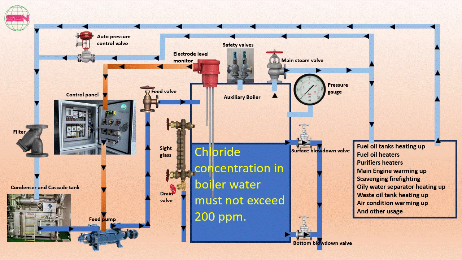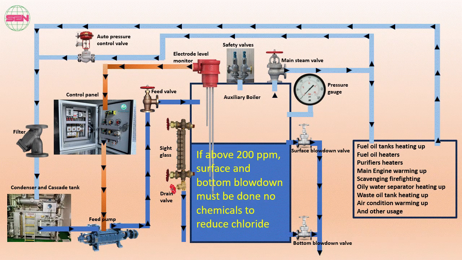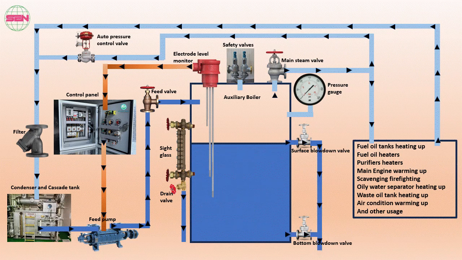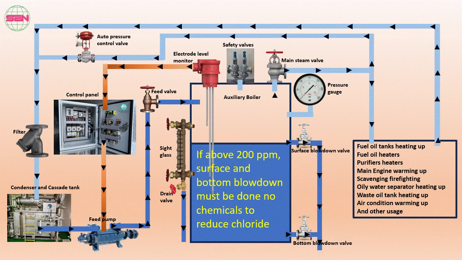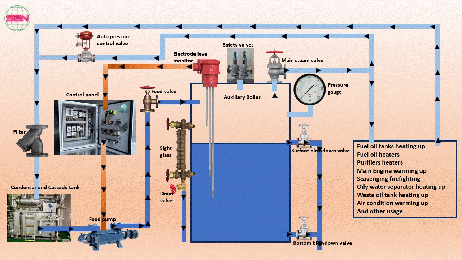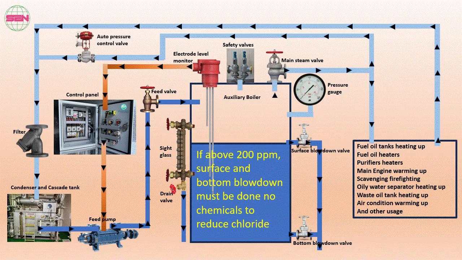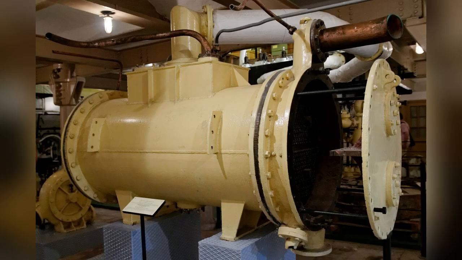Chloride content in boiler water must not exceed 200 ppm. If it goes above 200 ppm, surface and bottom blowdown must be carried out. There are no chemicals available to reduce chloride levels. If blowdown procedures cannot reduce chloride content, the condenser must be inspected for damage or seawater leakage into the boiler water.